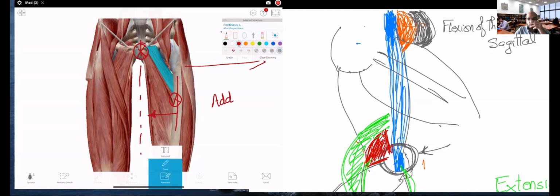Also, I am helping with the rotational movement of the thigh. But what is my main action here? It's going to be to perform adduction of the thigh at the hip joint.